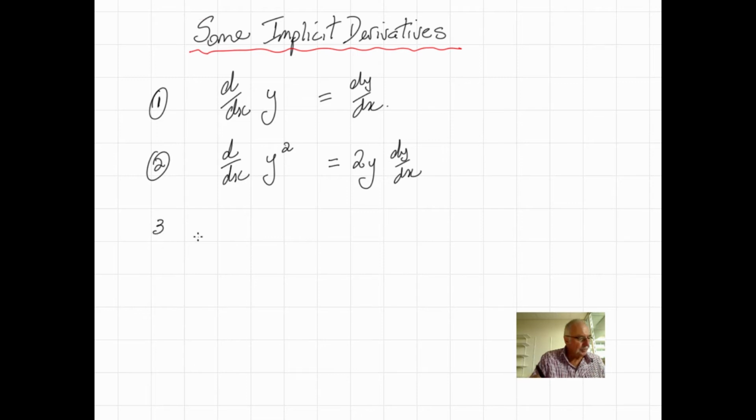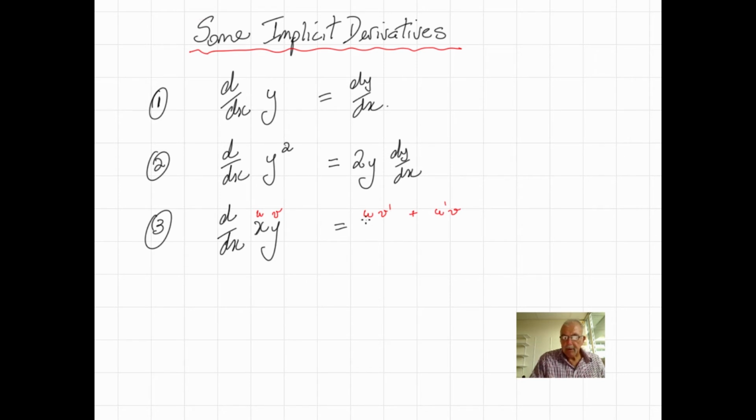Number three, and this is one that you should be able to do in your head, is the derivative with respect to x of x times y. We've got x, a function of x, and then we've got y, which is also a function of x. So you've got two functions multiplied together, so we're going to use the product rule. If you like, this is my u, and this is my v, and the product rule says that it is u v dash plus u dash v.